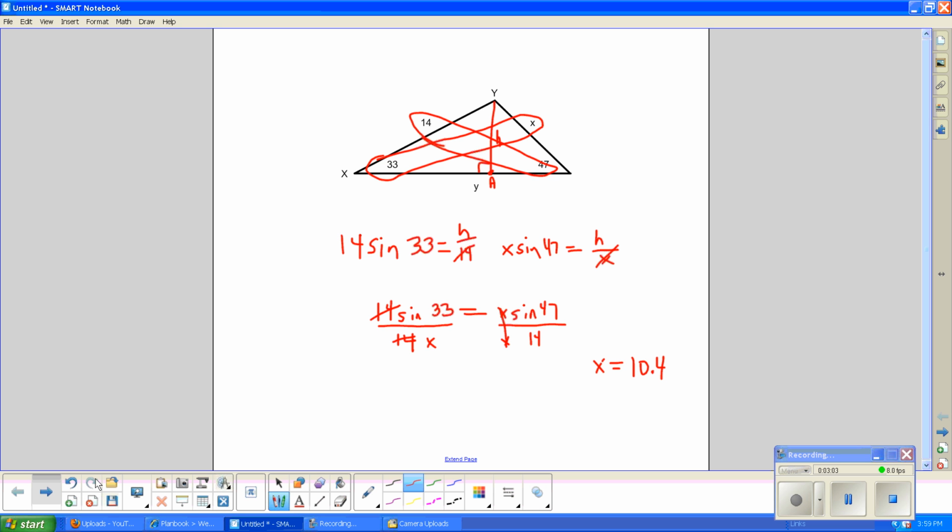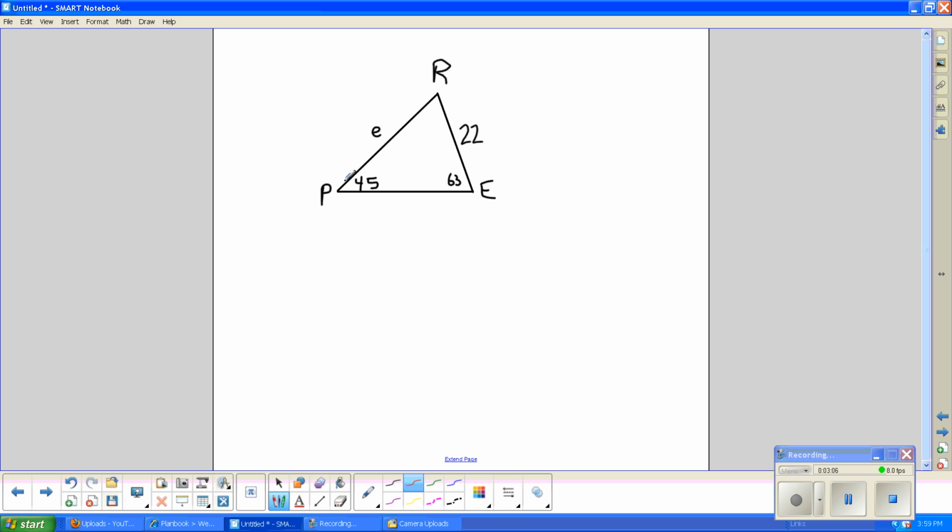If we have another problem like this, where I have triangle PRE, I can do the same thing here. I can drop an altitude, and I can set up h. And again, sine 45 would equal h over e. Two unknowns, so I can't solve for it, but it works there. And likewise, I can use the second triangle here and say sine 63 equals h over 22.